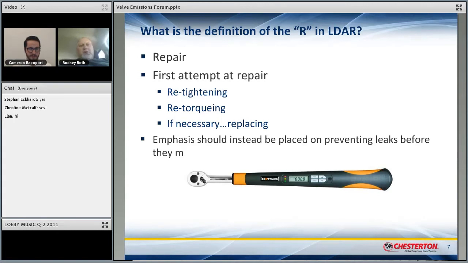Well, first of all, the R in LDAR does stand for repair, but in the world of the Environmental Protection Agency and the end users, repair has two different definitions. What we see there on the screen, retightening and retorquing, those are maintenance events in the eyes of an end user, and they would be maintenance events in our eyes as well. That's how we maintain packing, or how we maintain any joint that has faults: the first attempt is to tighten them or retorque them if necessary.